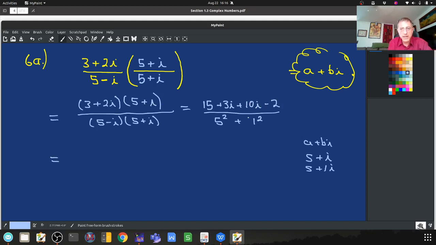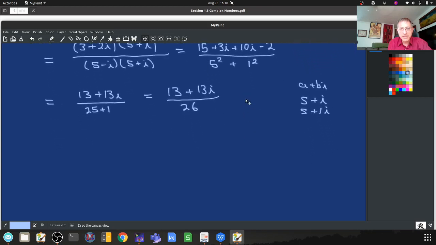So now I'm going to go ahead and simplify. The denominator is 5 squared plus 1, which is 25 plus 1. 15 minus 2 is 13. And 3i plus 10i is plus 13i. So I've done everything I can do with the numerator. And now let's simplify the denominator. That's 26.